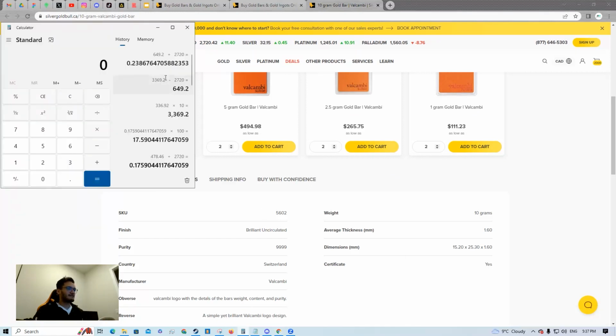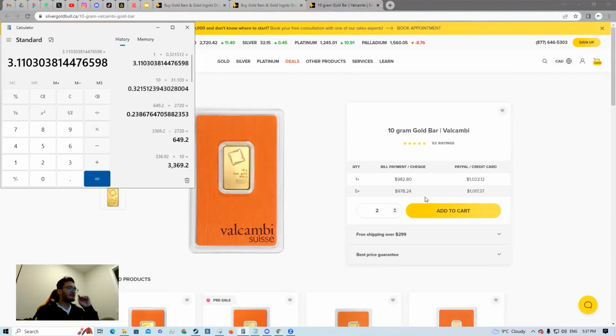So to do that, you're going to take 10 and divide it by 31.103, and then you're going to take the inverse. So the math is a little complicated. It's not really worth the time explaining in this video, but you can always leave a comment and I can help you out with the math down below. And then you're going to multiply it by the product price.